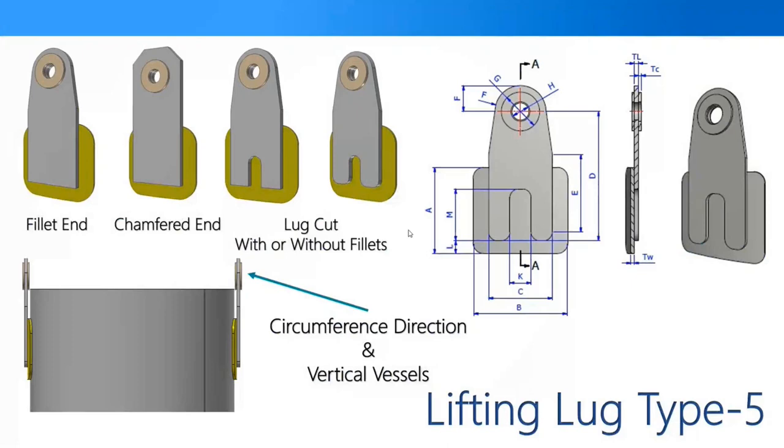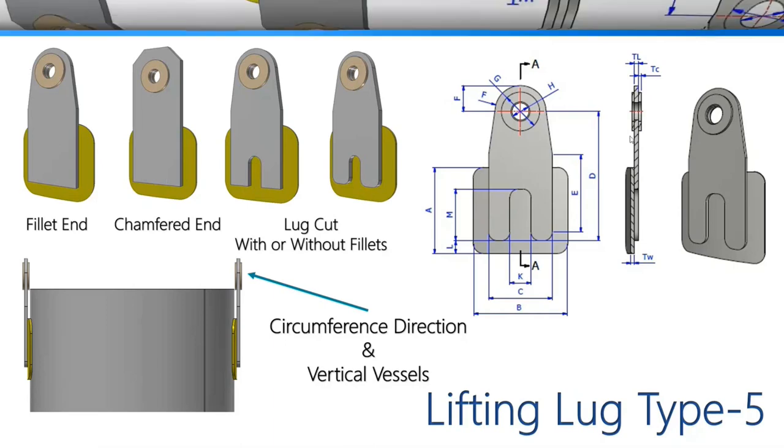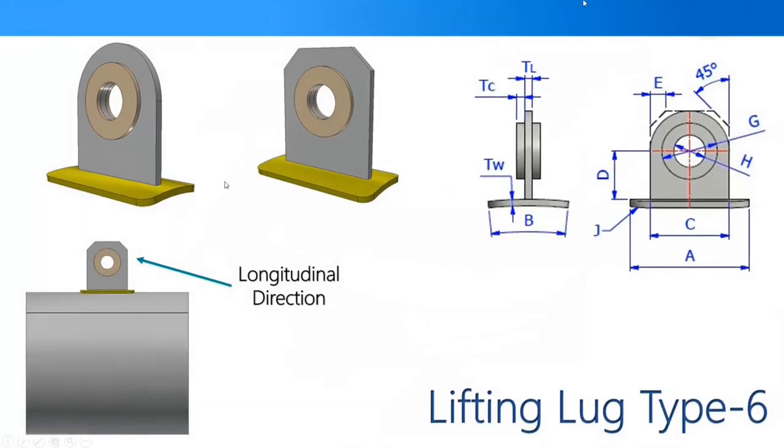One of the common types of lifting lugs suits the vertical pressure vessels. As you can see, you can change the end of this lifting lug to make it with a fillet radius at the end or with a chamfered end. You can make the lug without any cut at the end, or with a cut with sharp corners, or with fillet corners like that. You can add a stiffening web to the head or a cone if you have a cone after the shell.